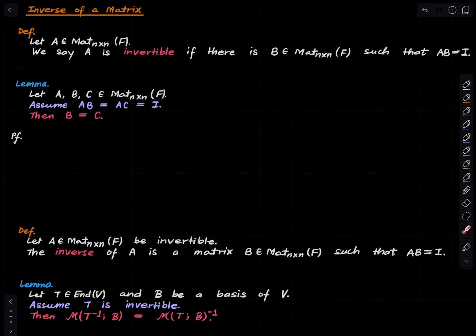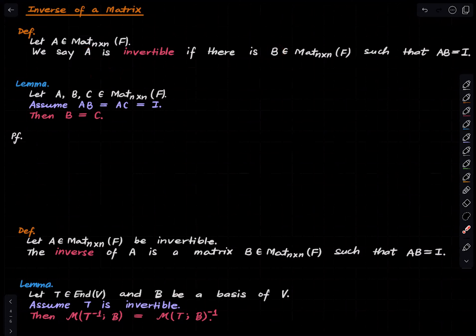Let us first consider this lemma before we proceed. Suppose we have three n cross n matrices A, B, C over a field F, and suppose A times B and A times C are both identity. Then we want to show that B is equal to C. So if there is a B in this definition such that this happens, then there is only one such B. There may be no such B, but if there is one, there is only one. Why can we say that there may be no such B? Well, if you take A as the all zeros matrix, where every entry is 0, then there is no such B. And that is just one example. There are infinitely many examples.